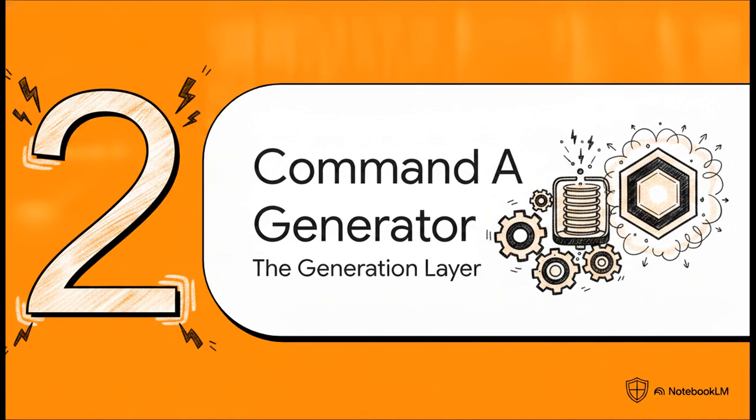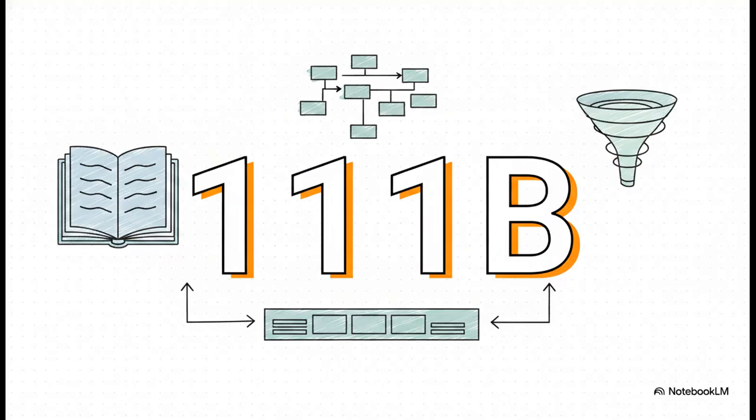Moving right along to part two, Command A, our generator. For the generation layer of our stack, we're looking at Cohere's flagship open-weight model, Command A. And honestly, the sheer scale here is wild. 111 billion parameters and a massive 256,000 token context window. To put that 256K into perspective, that means a self-hosted system can process full, incredibly dense legal contracts or massive research corpora, all in one go. You don't have to awkwardly chunk them up into smaller pieces anymore. It is an absolute game changer for preserving the full context of a document.